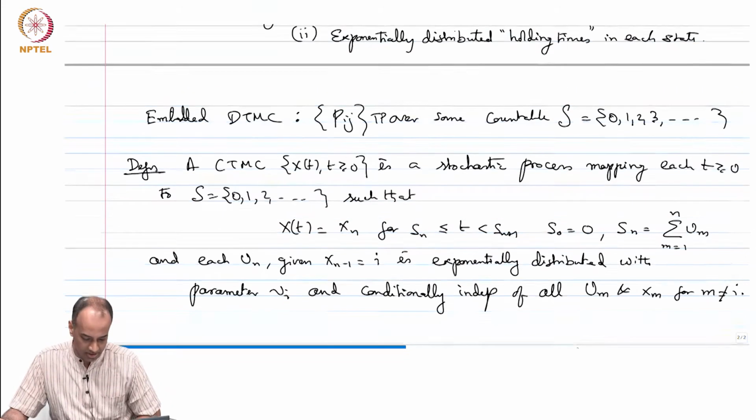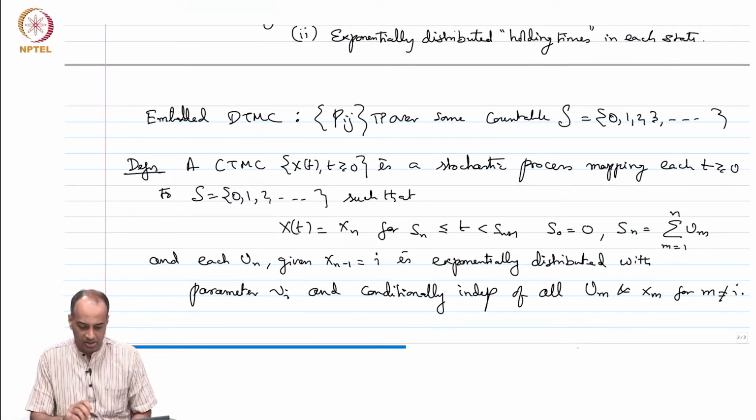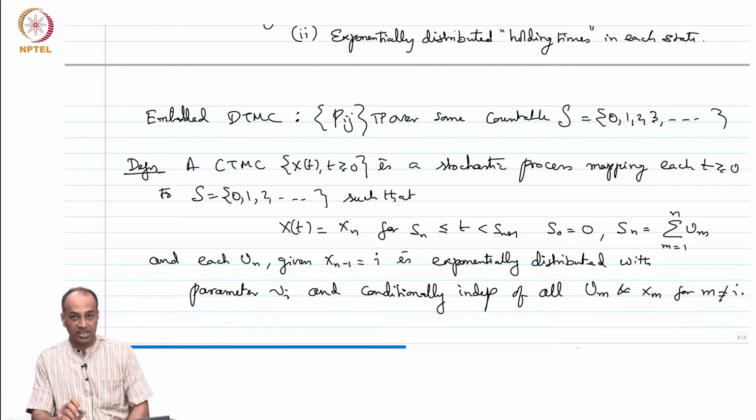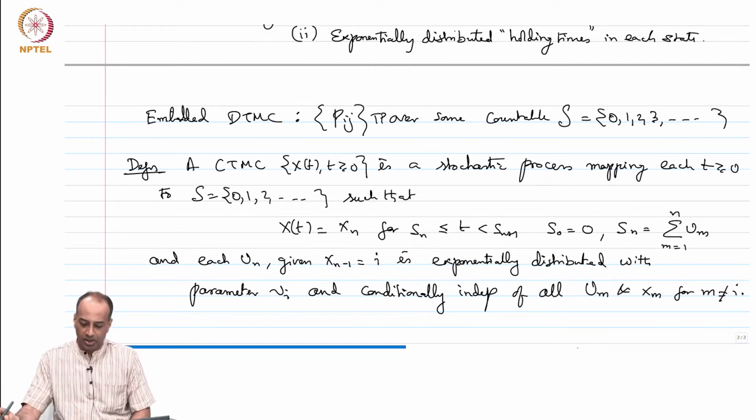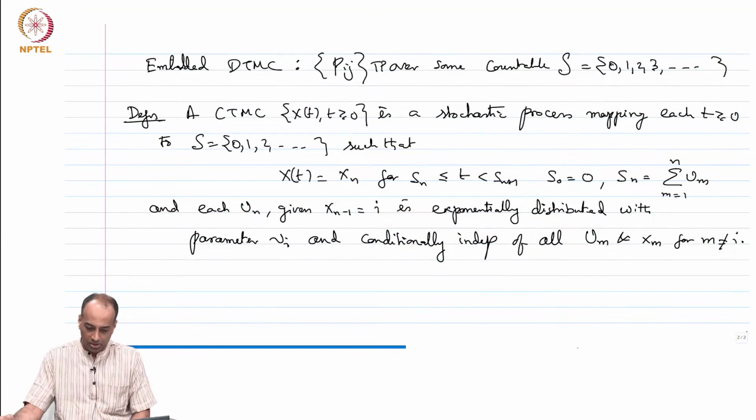Okay, so this is the definition. Let us revisit this. A CTMC is a stochastic process Xt. For each t, Xt takes one of the values Xn, where Xn is the state of the embedded Markov chain. Just to draw this out in a picture again.